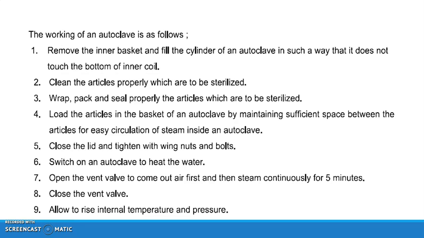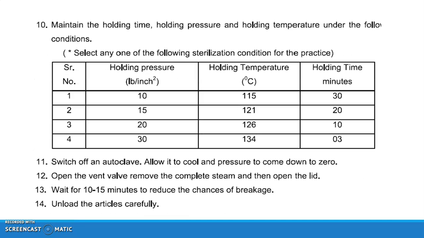Switch on the autoclave to heat the water. Open the vent valve to let the air come out first and then steam continuously for 5 minutes. Close the vent valve and allow the internal temperature and pressure to rise. Now maintain the holding time, holding pressure and holding temperature under the following conditions. We have to select any one of the following sterilization conditions for this practical.